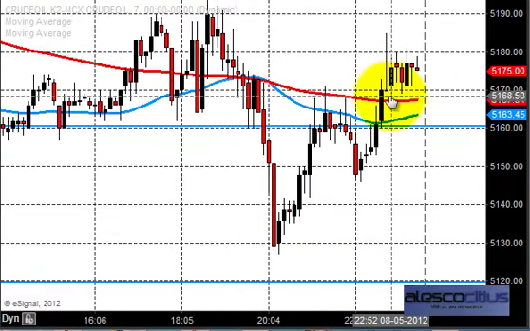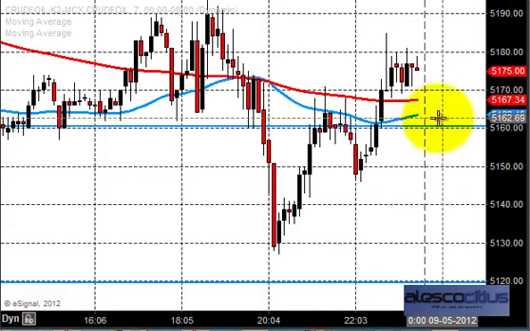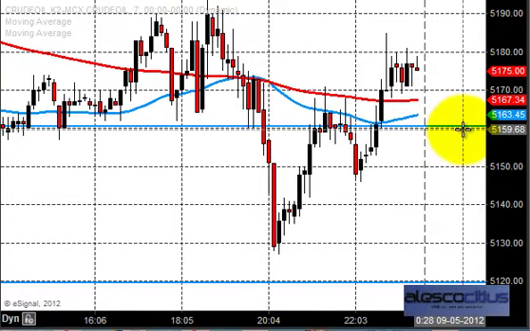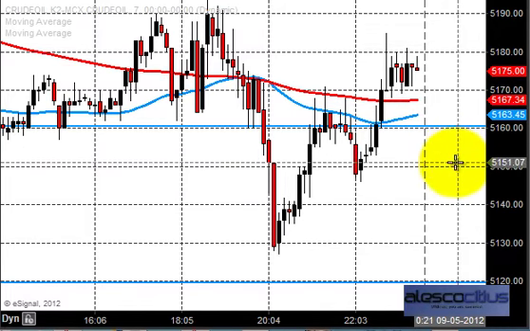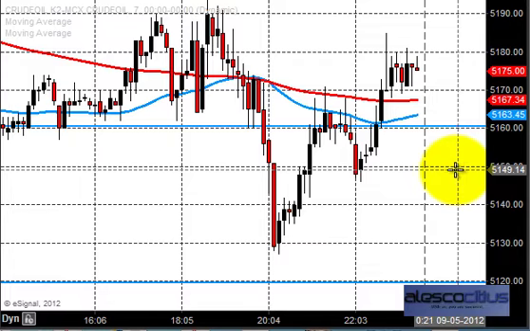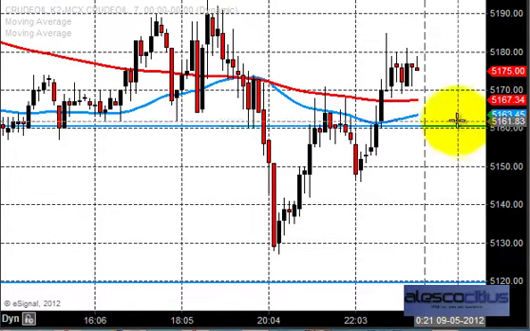And today we are expecting crude to open around 5160. This is the zone where we are expecting crude to open. Even it can open a bit lower, not much lower, around 5150 to 5160. This is the zone where we are expecting crude to open for today.